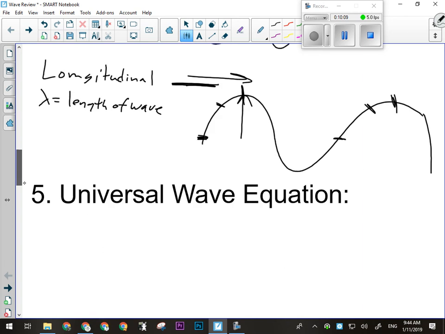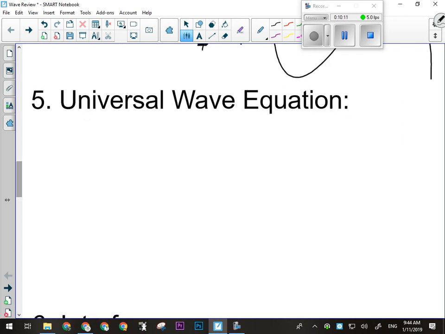All right, then we talked about the universal wave equation. It's not a difficult equation to use. V equals F times lambda, or lambda over T, but of course it only appears like this on your formula sheet. And remember that there were a couple of tricks that we encountered to do with the universal wave equation. If I have a question that says 5 crests go by, how many waves went by? 4.